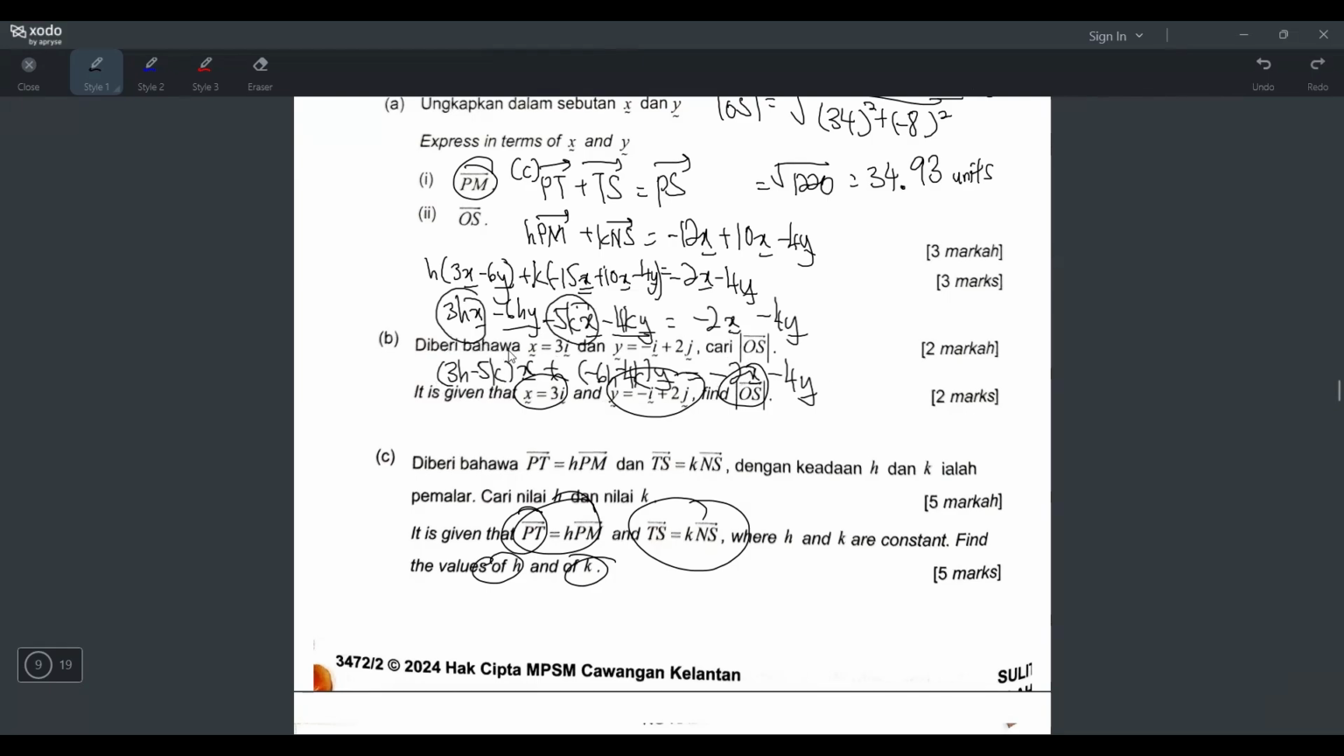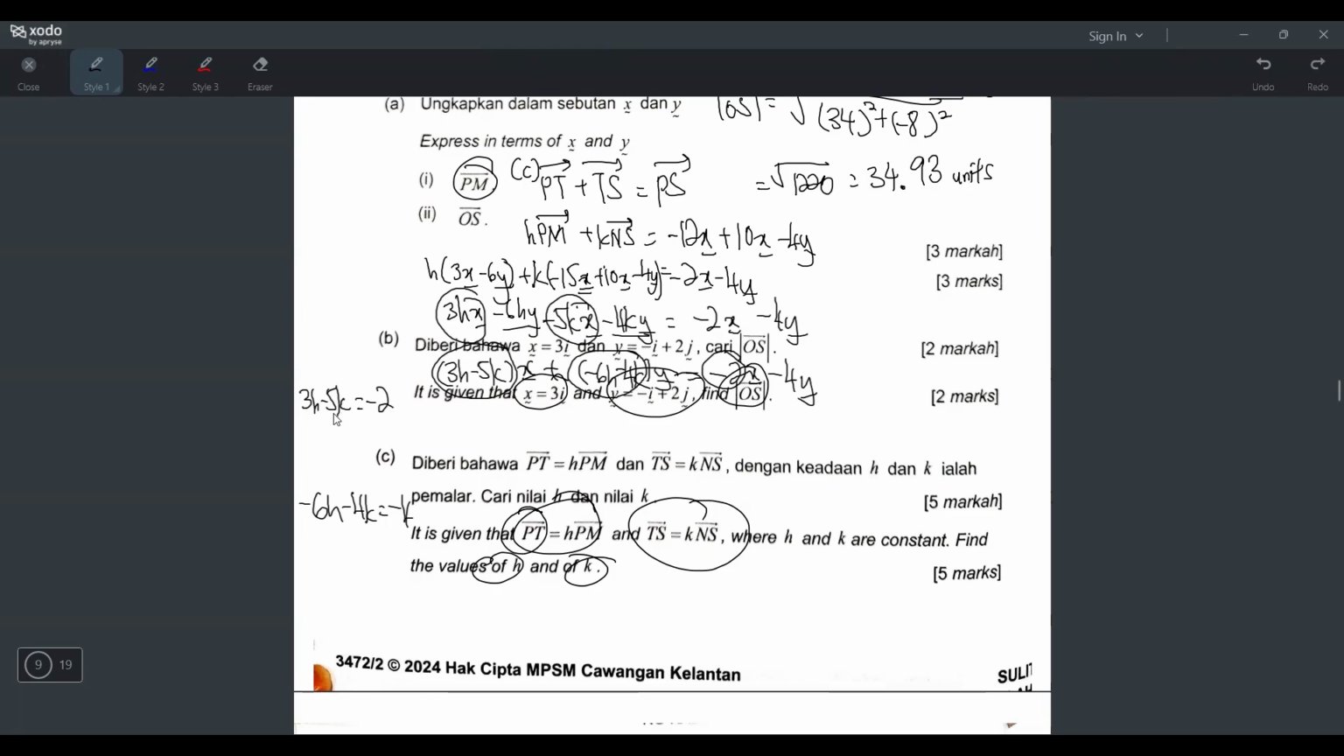Yeah. So now you can take the coefficient of x, sama dengan coefficient of x. So it becomes what? It becomes 3h minus 5k equals to negative 2, right? And then for the coefficient of y, negative 6h minus 4k equals to negative 4, right? Okay, so the one I will write down a bit here, negative 6h minus 4k equals to negative 4, okay? And then now you can do simultaneous lah. You can do simultaneous, right? And how to do simultaneous?